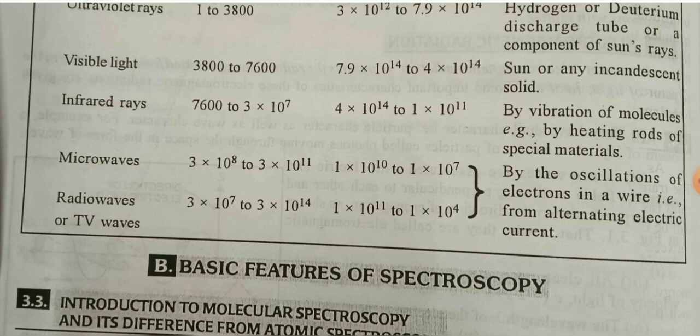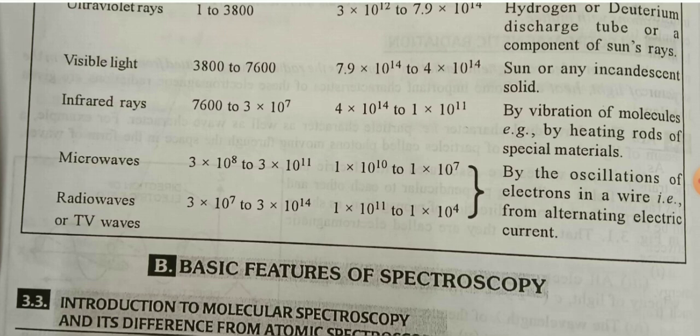Next is infrared rays, 7600 to 3 into 10 raised to power 7 wavelength, and the frequency is 4 into 10 raised to power 14 to 1 into 10 raised to power 11. The source is vibration of molecules, for example by heating rods of special materials.